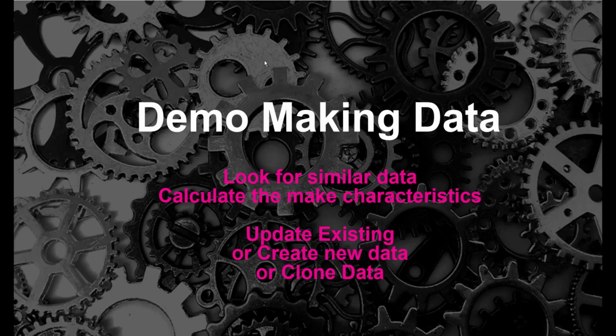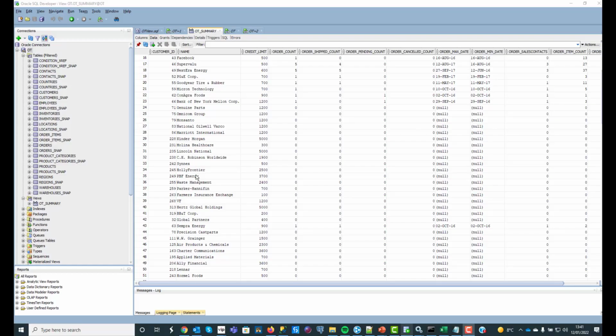So now we're going to have a look at how we would take the finds, and if we can't find any data, we need to think about either modifying data, cloning data, or making data. So let's go back to our Oracle transaction system. We've run a bunch of finds and we have some missing data.